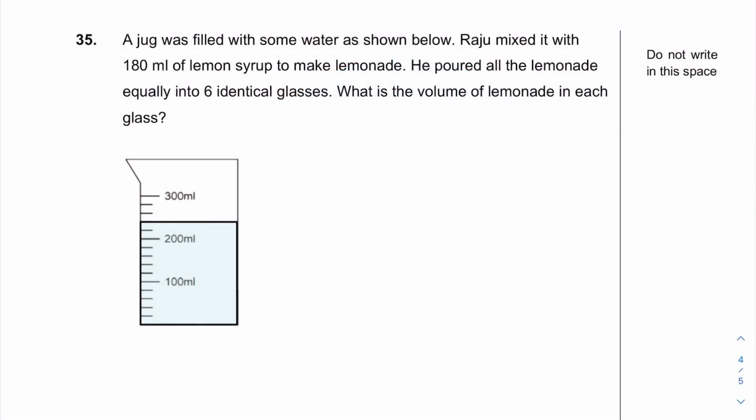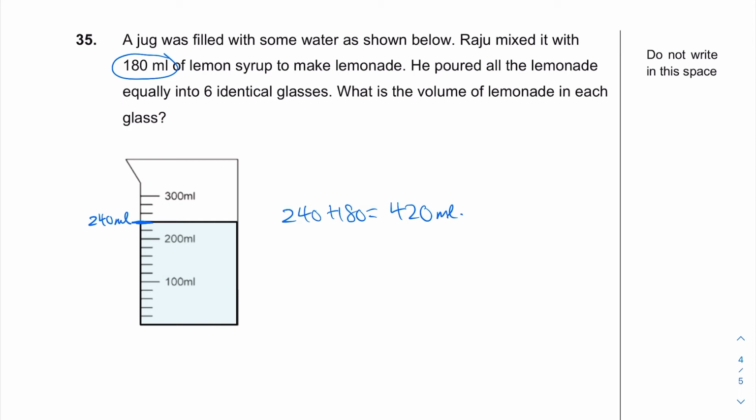Question 35. A jug was filled with some water. So this is the water level here. And let's see, we have 1, 2, 3, 4, 5 gaps for 100 ml. So each gap would be 20 ml. So there would be 240 milliliters of water inside. And Raju is going to add 180 ml of lemon syrup to make lemonade. So how much lemonade does he have? 240 ml plus 180 ml. This will give you 420 ml.